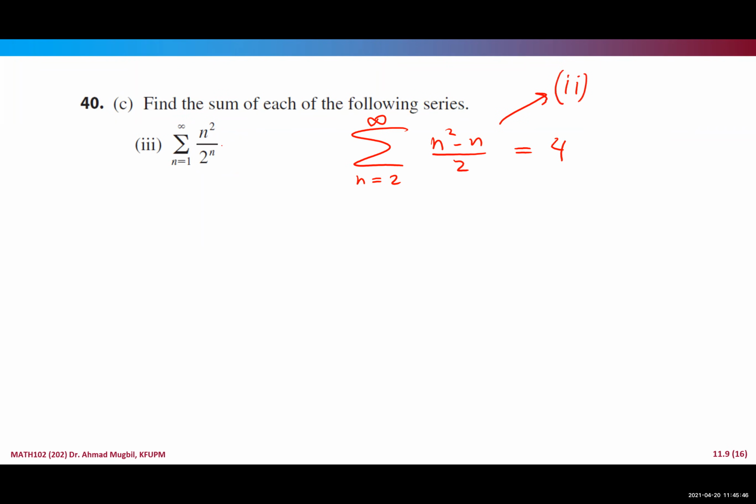Now find the sum of this one. And now you need to use part 1. You need to use part 2, which depends on part 1. So how to do that? You need to think about what this equals to. This is equals to what?